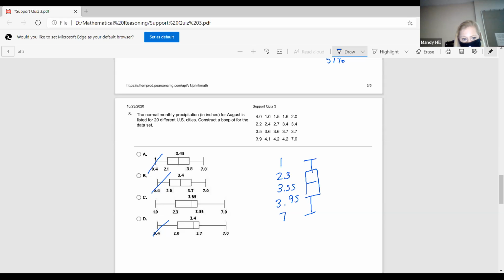So they've got 1, 2.3, 3.55, 3.95, 7. All right, so this is it. Okay, definitely use the calculator for that one.